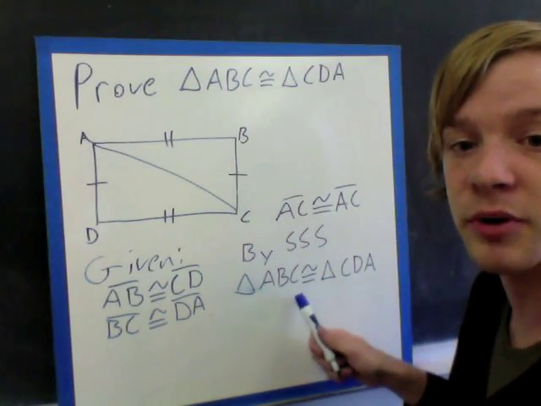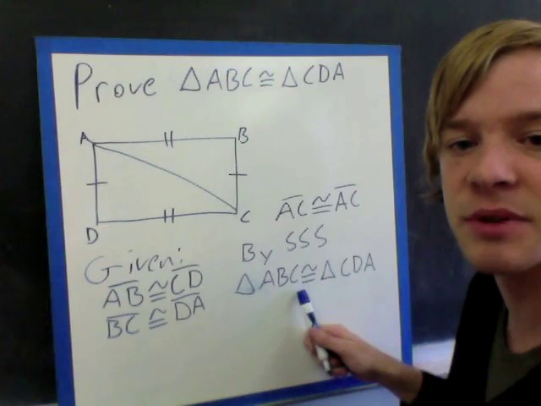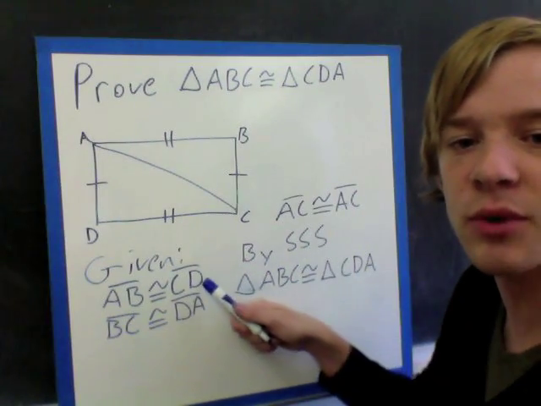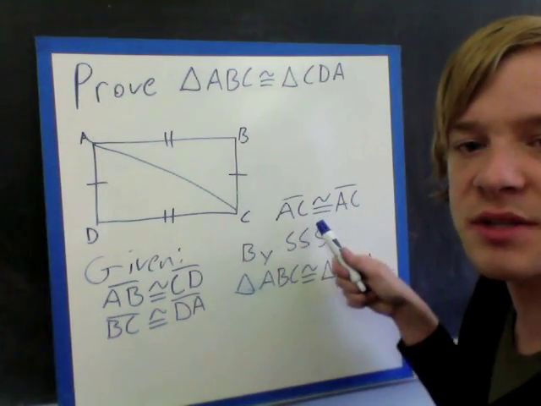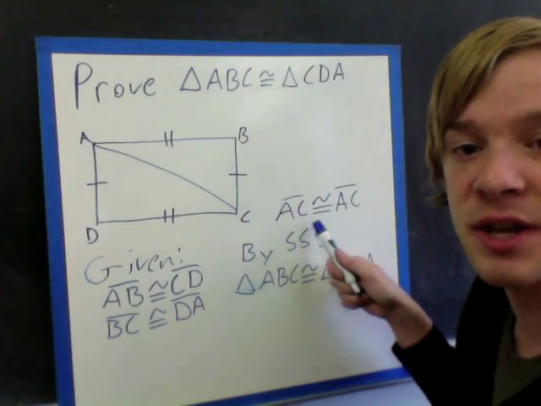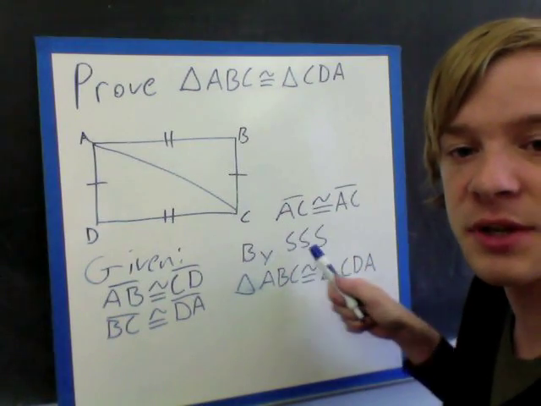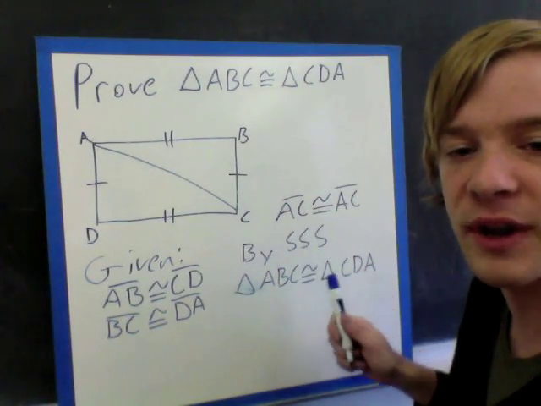So here, remember, even though this is our last statement, the important part is writing out what our givens are, as well as the new information we found, and the rule that we're using to show our final statement.